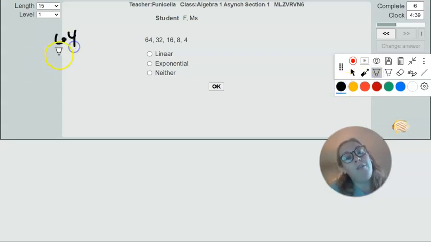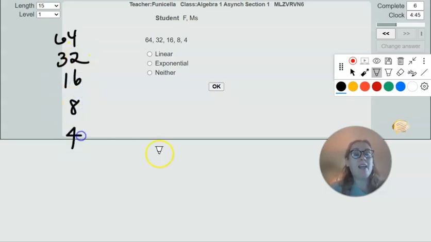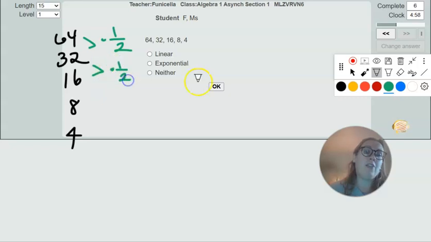Then we have 64 starting pretty big, and then it gets cut in half again, cut in half again, and cut in half again to get 4. So these values are dividing by 2, which we can also think about as multiplying by a half. 64 divided by 2 is 32. 32 times a half is 16. And then we get to 8, and then we get to 4.